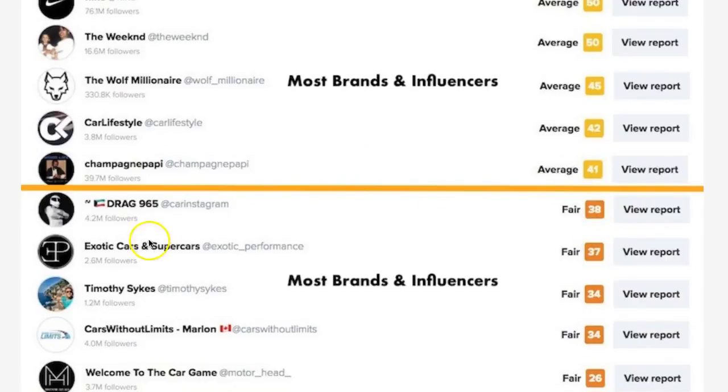And then in the fair, we've got another one of the first automotive Instagram accounts, Car Instagram. Same thing with Car Lifestyle. Both these guys are my friends. They've been around. They were doing the Instagram thing before me. My account, Exotic Performance, you can see that it's in the fair rating. Tim, also in the fair rating. Cars Without Limits and Motorhead, also in the fair rating. These guys were also OGs. They've been in the Instagram game before me. These were the guys that I paid when I was growing my very first account, Mad Whips.